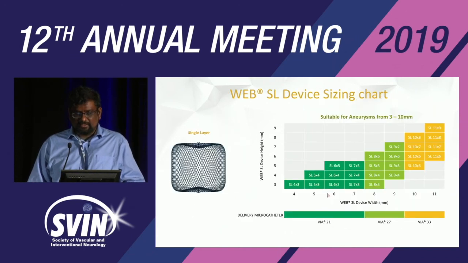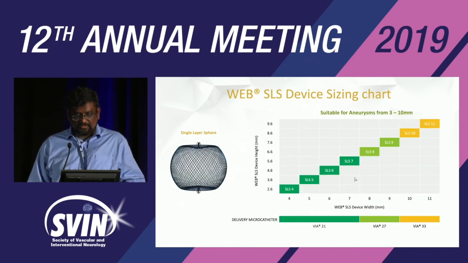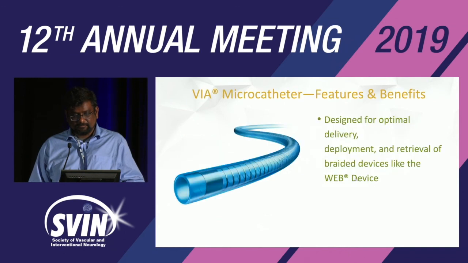And this is one of the most important things you need to have in your institution if you're doing WEB, these sizing charts. So they tell you, according to your aneurysm width and the minimum aneurysm height, what kind of WEB device you have to choose. So the previous one was for the SL, and this one is for the SLS.